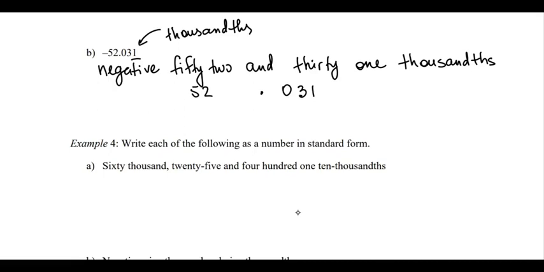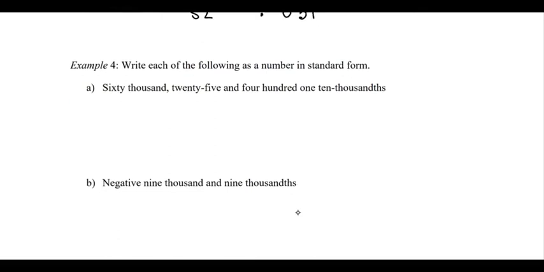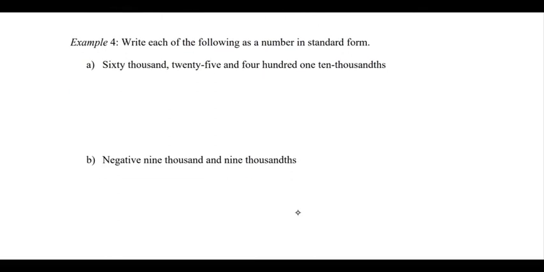So we're going to switch gears and go backwards and write each of the following as a number in standard form. So we're going to read the description, and then we're going to write our decimal number. So you have 60,025 and 401 ten-thousandths. All right, so here "and" tells me that this is where my decimal point is going to be. I have 60,025.